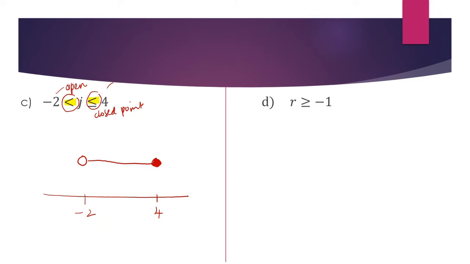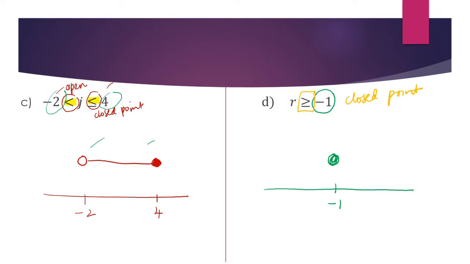Okay, example D, r is greater than or equals to -1. So to draw number line, again, I draw a straight horizontal line. The number is -1. This time I only have 1 point. Not like just now. Just now I have 2 numbers, so I have 2 points. But this time I have 1 number only, so I will have 1 point. What point is this? I refer to the inequality. It has an equal sign, so this is a closed point.